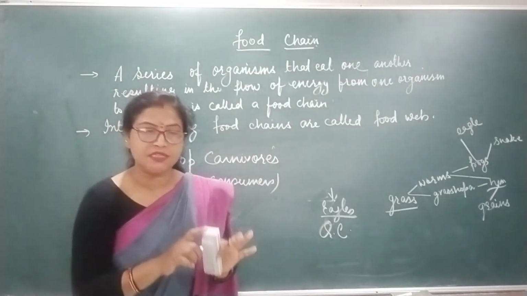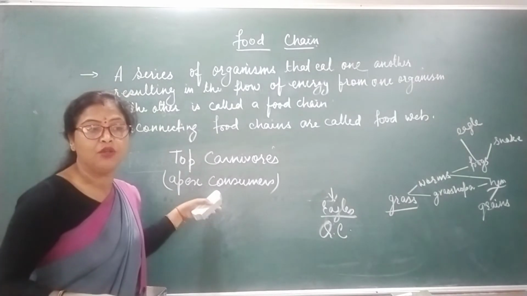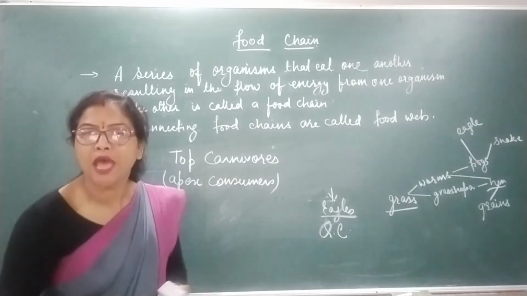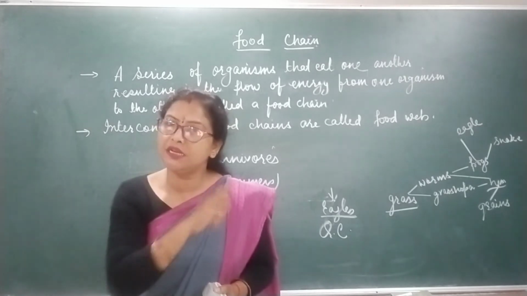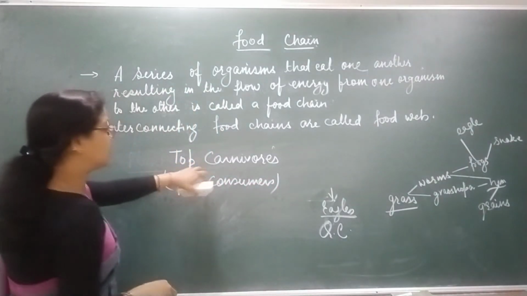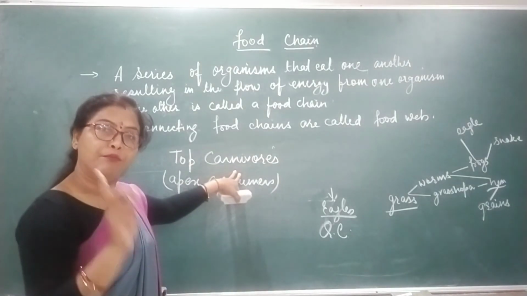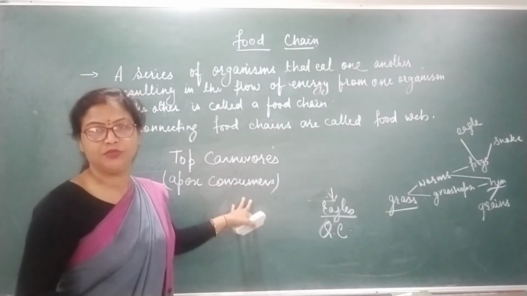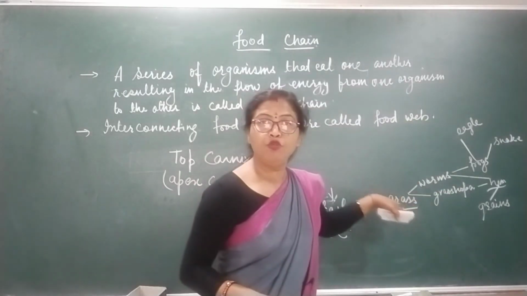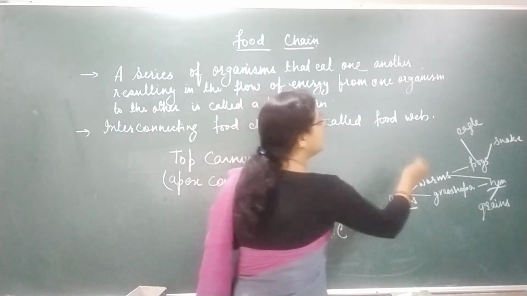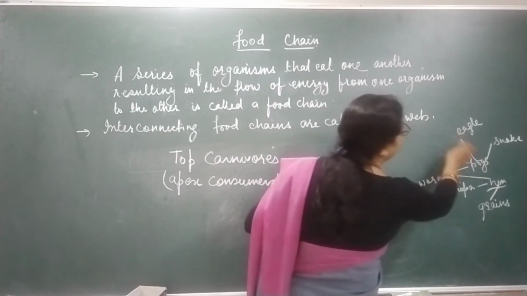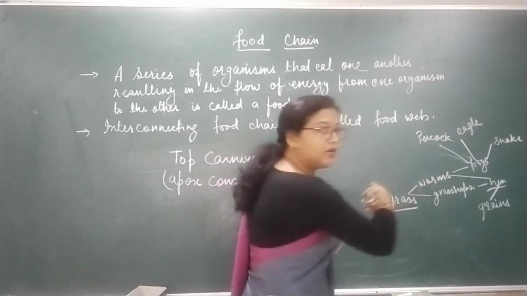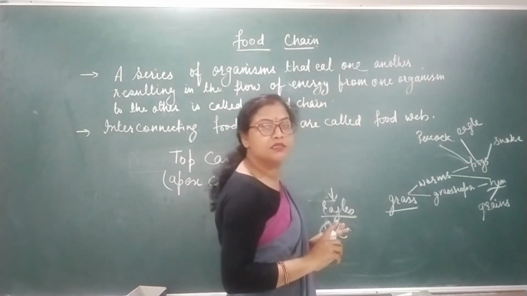They are never eaten up by any predator, which means they cannot be eaten by predators. Then what happens with them? When the top carnivores die, they are decomposed by the microorganisms. So they are known as apex consumers. Who are the apex consumers in this food web? They are the eagle. This frog may be eaten up by the snake and the eagle, or maybe peacock. So these are all top carnivores and they are all apex consumers.